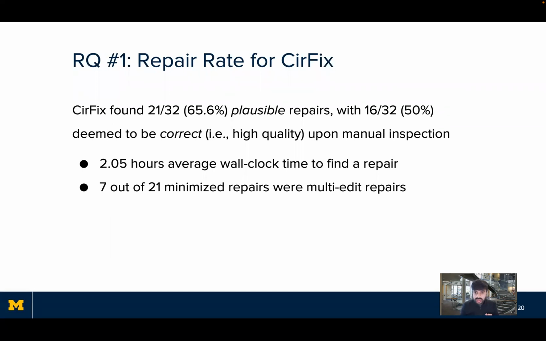The average wall clock time to find a repair was 2.05 hours, which is in line with previously reported behavior by successful APR approaches for software. But this really means that you generally want to leave CirFix running overnight as opposed to, say, over a lunch break to find a repair. And 7 out of the 21 minimized repairs were actually multi-edit repairs in that they required more than 1 change to the circuit's design code to fix the bug.